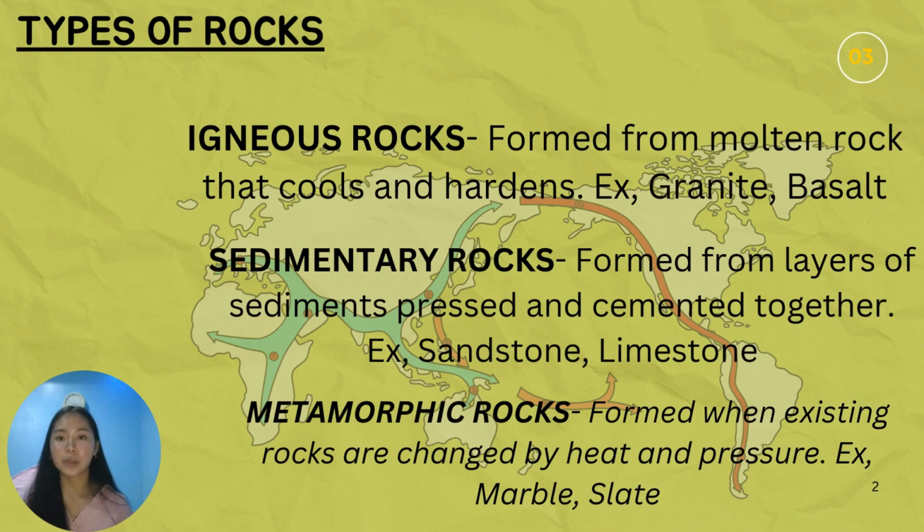So igneous rock is the starting point for the rock cycle because it is formed directly from molten material. Next is the sedimentary rocks. Sedimentary rocks are made from sediments, which are tiny particles of broken rocks, minerals, or even remains of plants and animals. Here is how it happens.